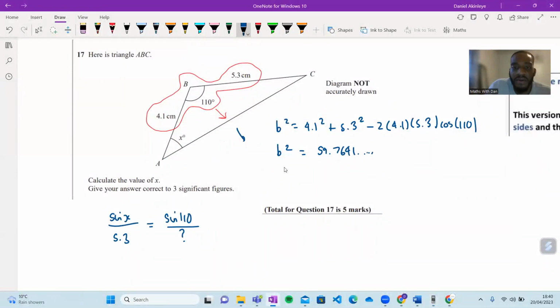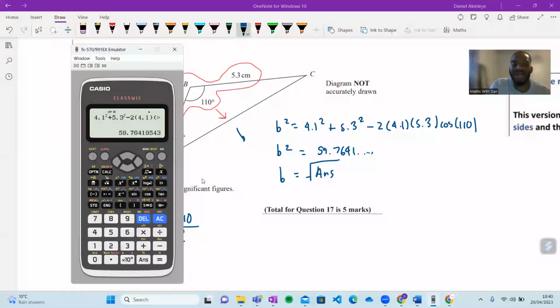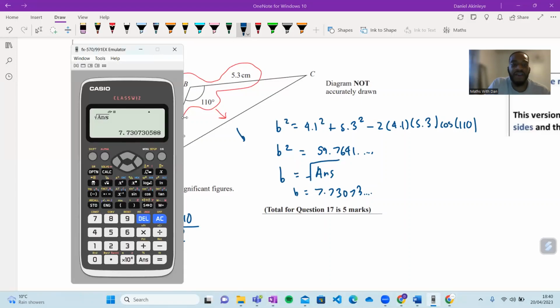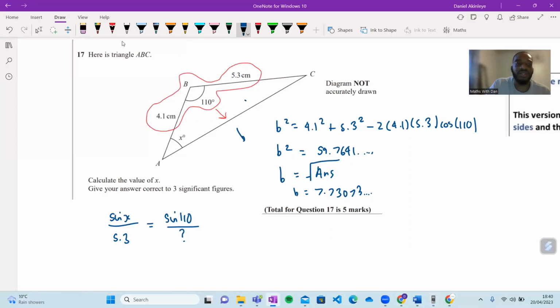Now to get b, I'm just going to square root and I'm going to put answer. Remember, I have this calculation stored in my calculator. I don't need to write it again. We're in an exam. We need to save time. So this gives me b is equal to 7.73073, blah, blah, blah. Let me just double check that. Yeah, that's fine. So therefore, we know what that value would be. So that question mark, I'm going to rub it out, and I'm going to replace it with that value there, 7.73073, blah, blah, blah.